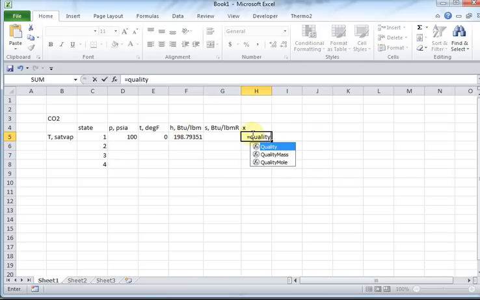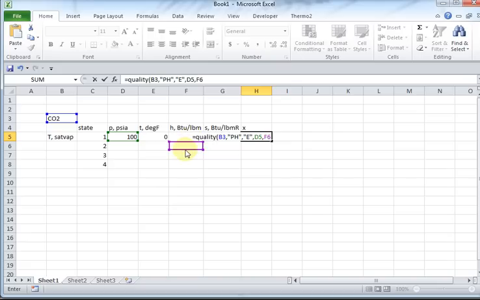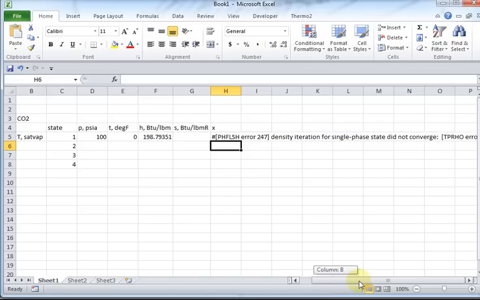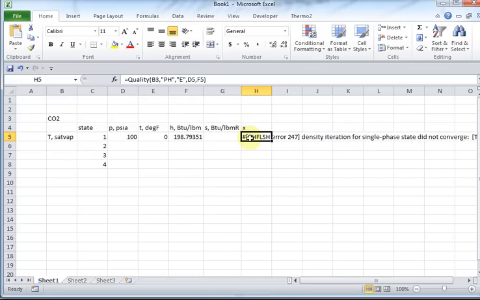Let's do this. Quality of CO2 as a function of pressure, and it's not going to be independent, is it? Pressure and enthalpy. I'll try to fool it. And then pressure and enthalpy. And close parenthesis and see what they get. Density iteration for single phase state did not converge, so it's in the two-phase region. It doesn't like that, okay?